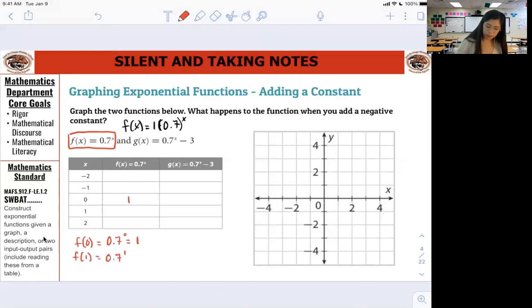0.7 to the power of 1 would be what? 0.7. It doesn't change. F of 2. Now I've got 0.7 to the power of 2. Now you can use your calculator for this. You can also think about it like this. What is 7 to the power of 2?